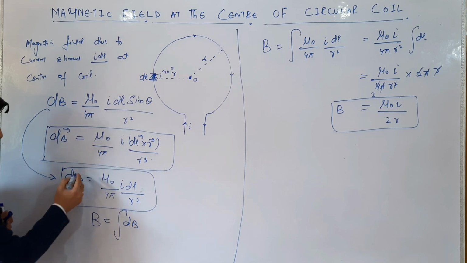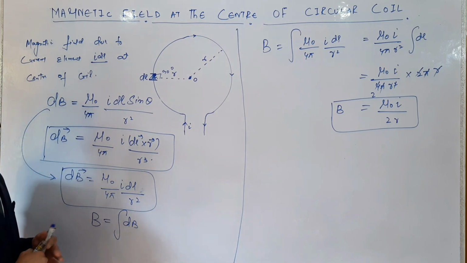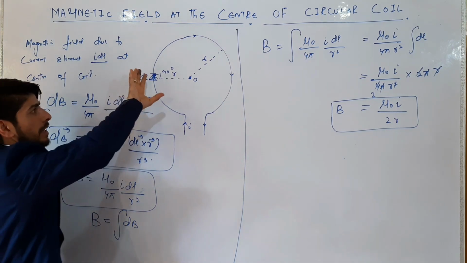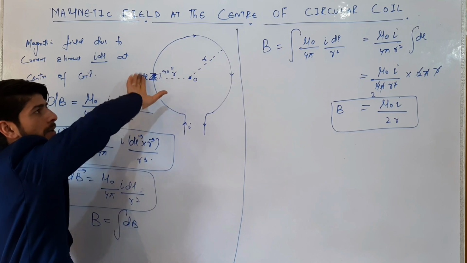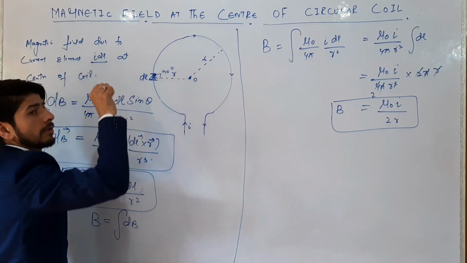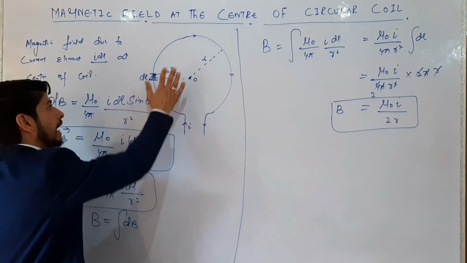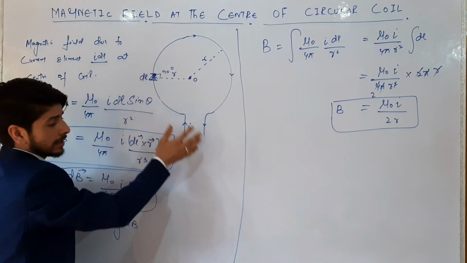Now what will be the direction of this magnetic field? If we calculate the direction of the vector dB, it will be given by the right hand thumb rule. It will be perpendicular to the plane. The current is clockwise, so it will be perpendicular to the plane, and the thumb will give the direction. It will be perpendicular to the plane in which this coil lies. Suppose this board is a plane, and in this plane this coil lies.